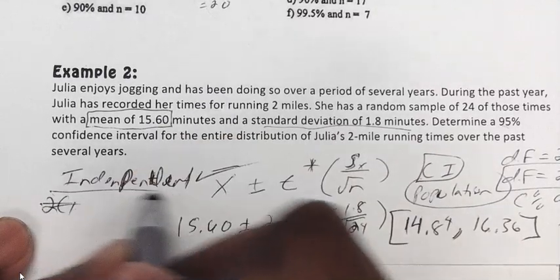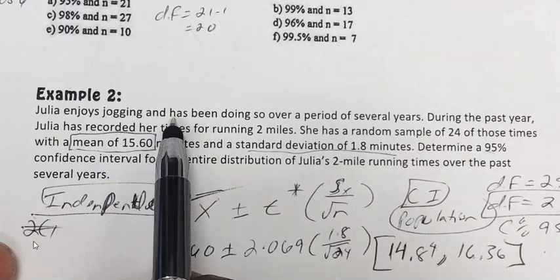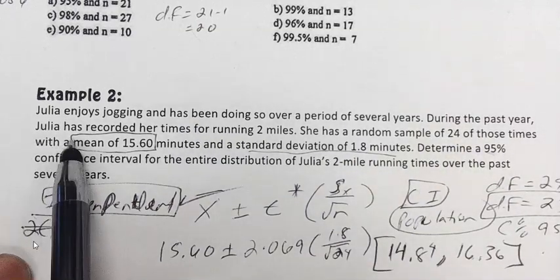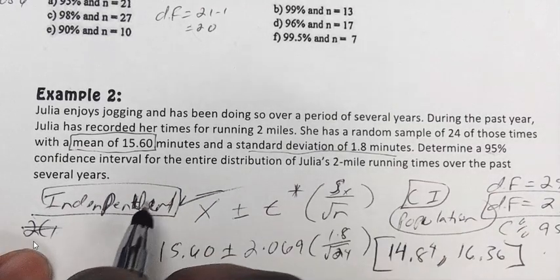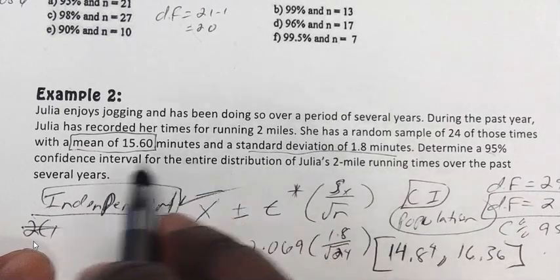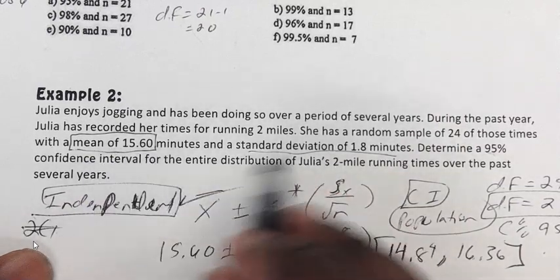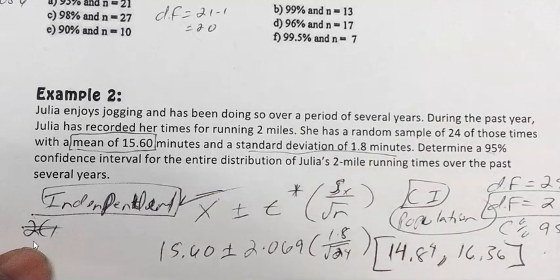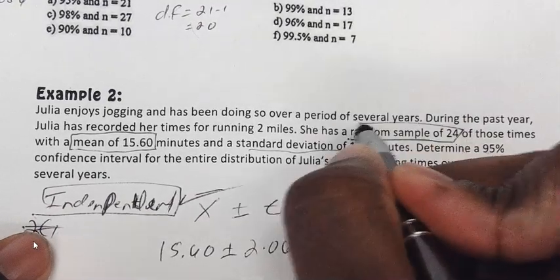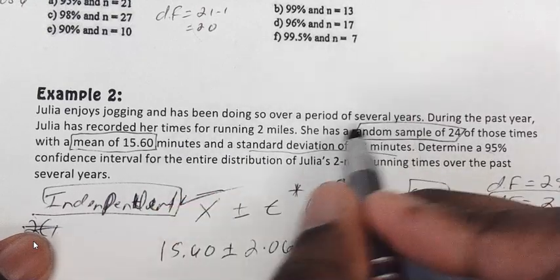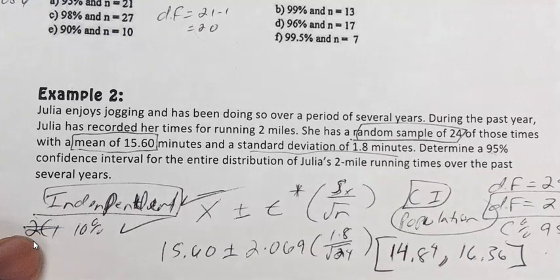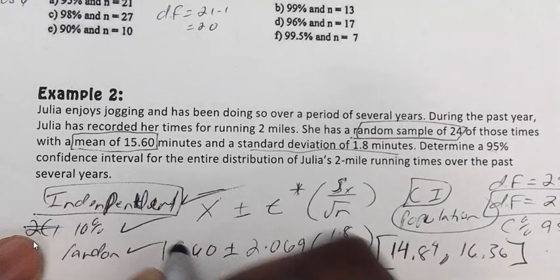I didn't check whether or not it's independent. It says Julia has been jogging for over several years. So during the past, we're going to assume it's independent. We're going to assume that she's in shape enough that jogging today and then jogging 2 days from now is not going to affect her time on the next time she jogs. So given that she's very experienced at doing it, we're going to assume that's independent. It did say it was random, so that's very nice to know. And because she's been doing it for several years, we can assume that the 10% rule applies. So the 10% rule is checked off, and it is random, so that's checked off.